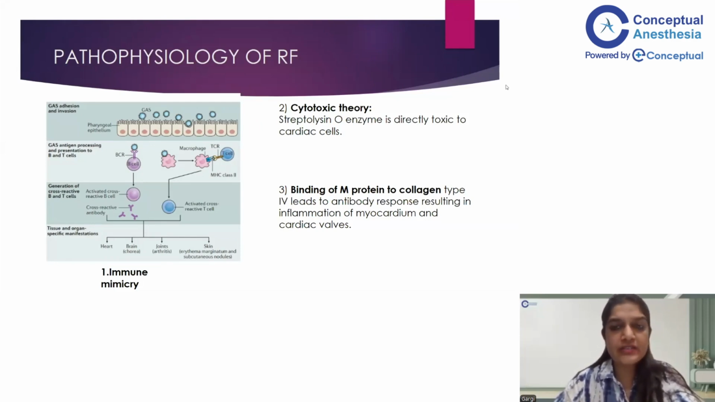There's another theory called the cytotoxic theory, in which they say that the streptolysin O enzyme of streptococci is directly toxic to the cardiac cells, which can induce damage. Another theory is binding of M protein to collagen type 4. M protein is a component of streptococci, so that binds to collagen type 4 in the heart, which results in the inflammation of the myocardium and cardiac valves. So basically what we mean by immune mimicry or molecular mimicry, which is the most common mechanism proposed for the pathophysiology of rheumatic fever, is that there are several proteins and some factors of streptococci which are quite similar to our normal body components.